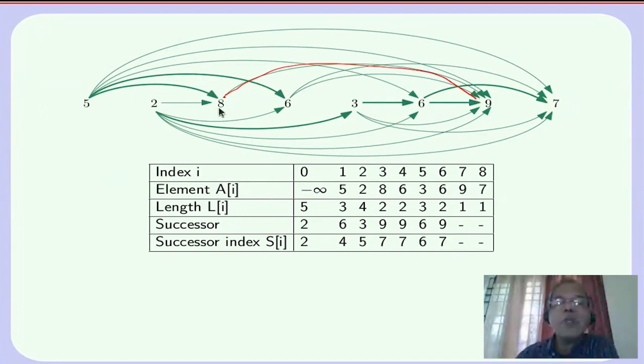To solve the subproblem that starts with 8, we need to solve only the subproblem that starts with 9. So it is possible to order or arrange the subproblems in such a way that the dependencies are all in one direction. You do not see arrows in the opposite direction at all.